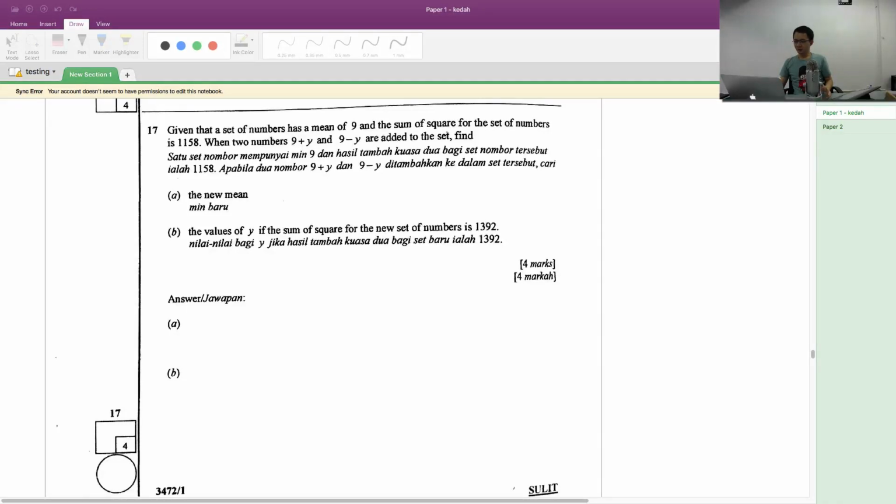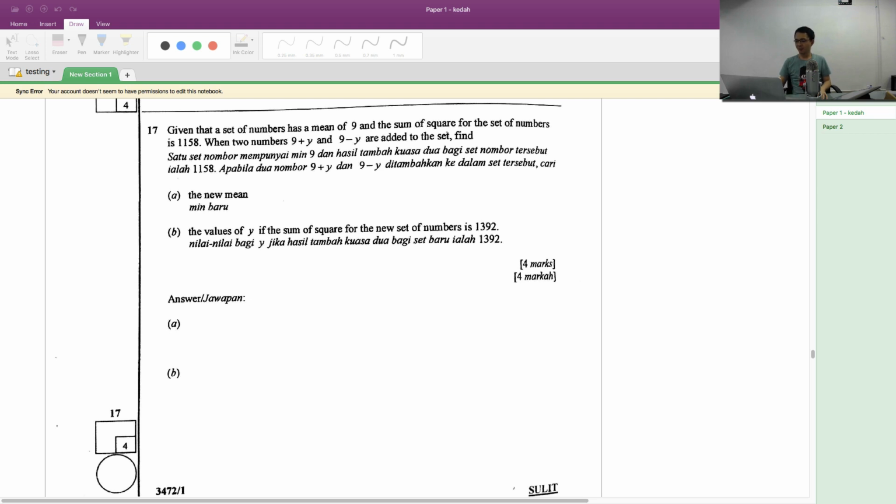Alright, so today we'll continue discussing the Kedah MF paper. This is the Kedah 2016 trial paper. Last week we stopped at question 16 or 17, so we will continue it. If we finish the Kedah paper 1, we will go to paper 2.